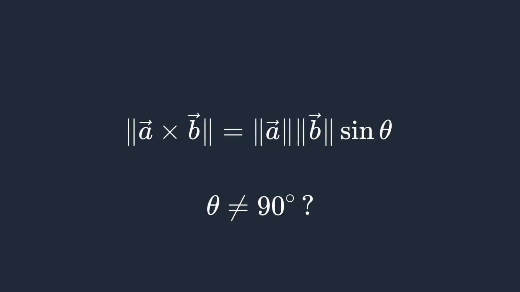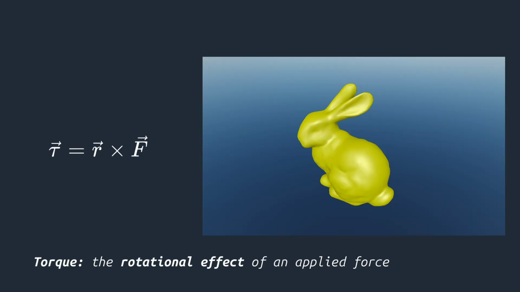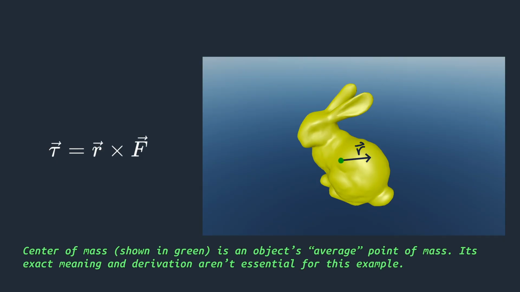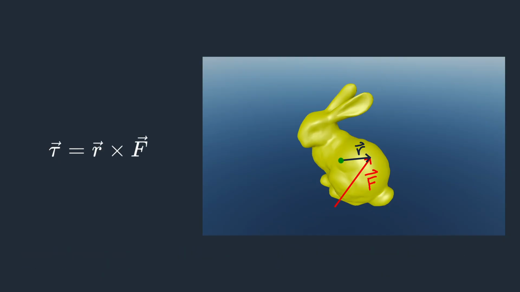Now let's consider more general situations where the angle between the vectors differs from 90 degrees. In these cases, the sine theta term becomes significant, and the angle between the vectors can carry real physical meaning. One important example of this is torque. In physics, torque describes the tendency of a force to cause rotation. It's defined as the cross product of a position vector from an object's center of mass to a point of application of the force, and the force vector itself.